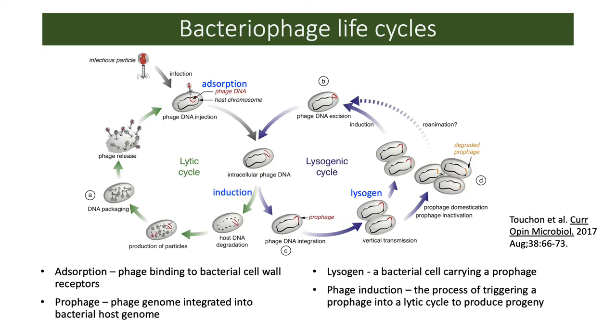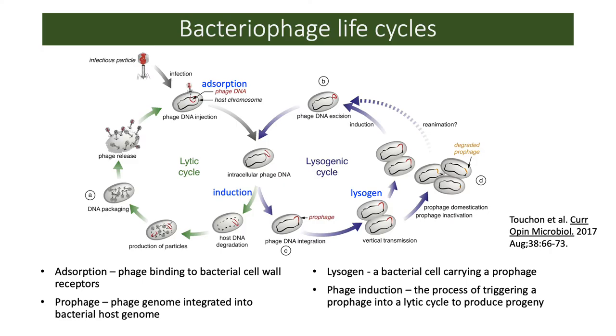But if this infectious phage particle was a temperate phage, then after adsorption and after injection of the phage DNA, this phage DNA could integrate into the bacterial genome. When that happens, the phage DNA is known as prophage, and it can be stably maintained within the bacterial chromosome and passed on to daughter bacterial cells for many generations.